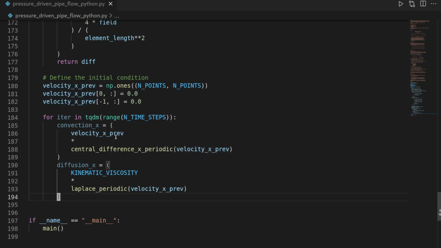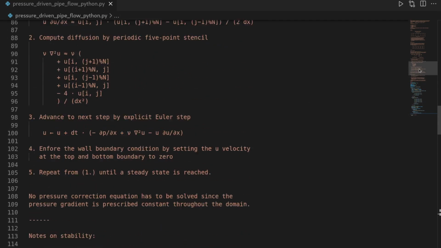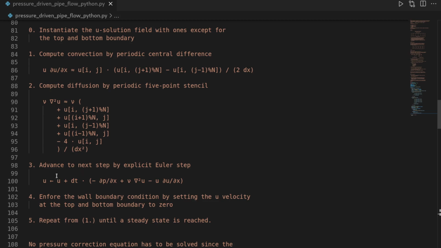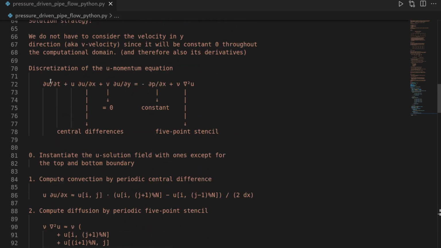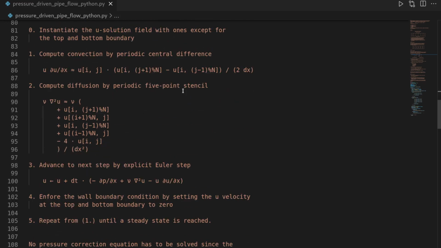And then we can already go to our third step here to advance in time by using our explicit Euler step. And here we have to be a little bit careful about the signs. Because look at the original equation, we have to move the convection to the right hand side of the equation, so it will get a negative sign. So we have a contribution from the pressure gradient, which is negative. We have a positive contribution from the diffusion, and we have a negative contribution from the convection.